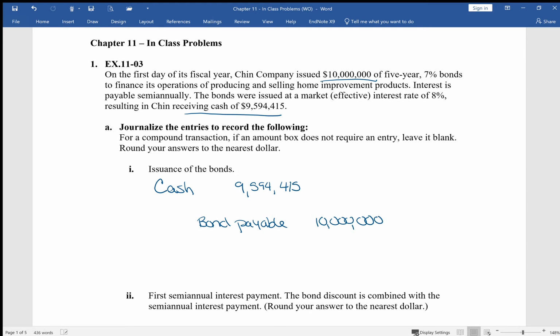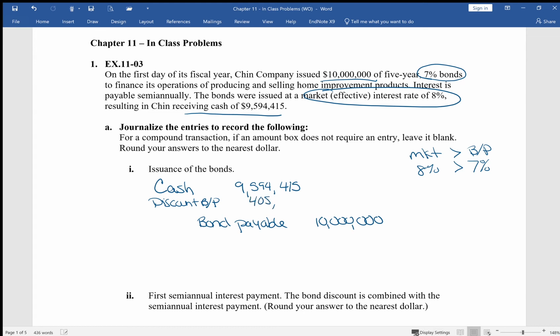So based on those two items, we can see that our debits don't equal our credits, so we're going to have to debit something. And what we're going to debit is a discount on the bond payable. How do we know it's a discount? Why did we get less cash than it was worth? Well, the bonds issued are at 7%, but the market rate is at 8%. So the market rate is greater than the bond payable rate. So people are going to be willing to pay less for it. So we're going to have a discount of $405,585.